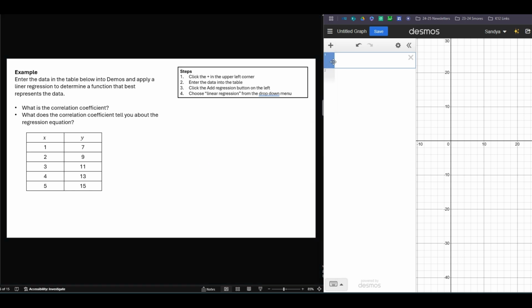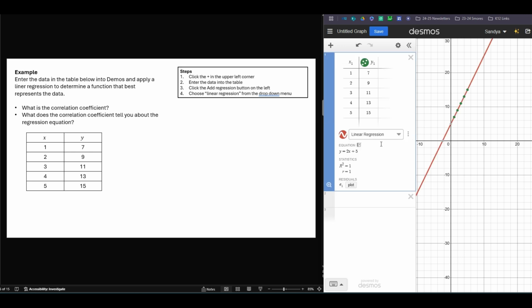So here's what we need to do. We need to first click on this plus sign for add item and then click on table. Then we're going to type in this table exactly as it's given to us in the original problem. So I'm going to go ahead and do that now. You always want to double check and verify that you've typed in everything correctly. Then we're going to click this little add regression button that shows up right here, and once you do that, it's going to calculate a linear regression.